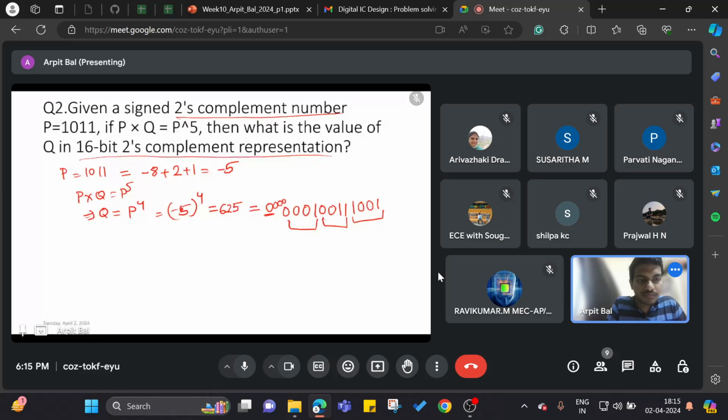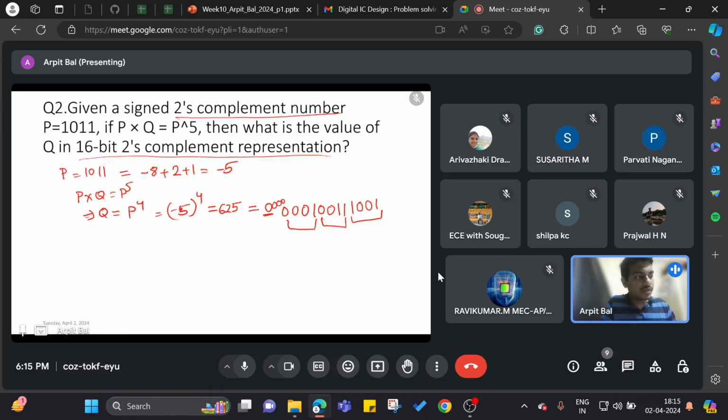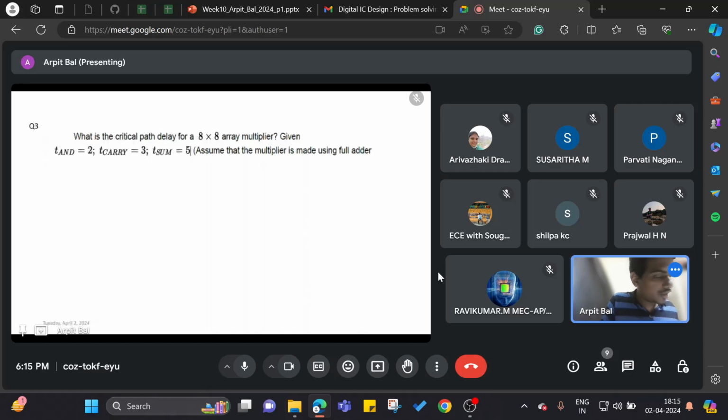Okay, so this was our question number 2. Moving on to question number 3. What is the critical path delay for an 8x8 array multiplier, given T and equals 2, T carry equals 3, T sum is 5, and assume that the multiplier is made using full adders?